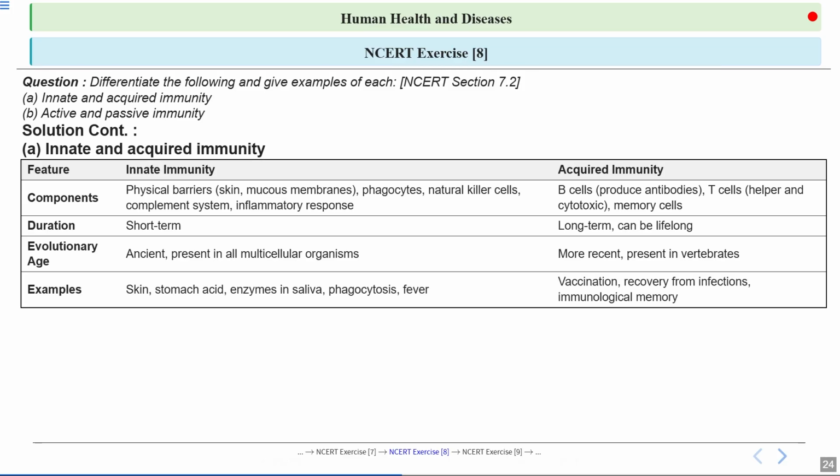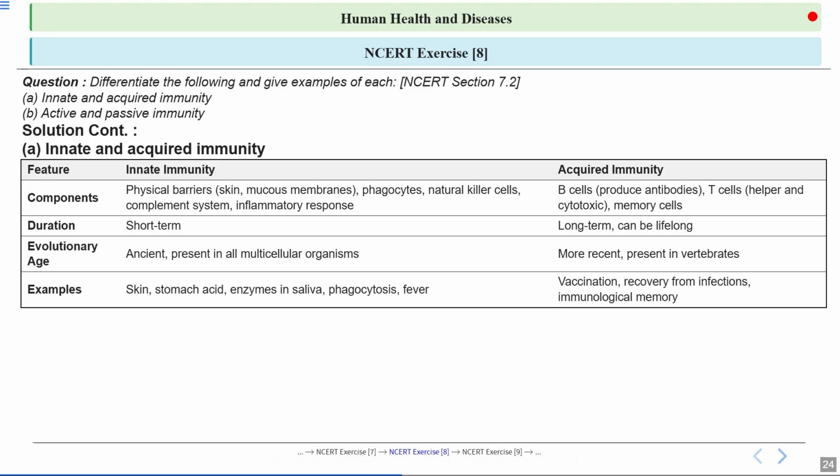Okay, let's have a look at some more differences. So innate immunity is the body's first line of defense, providing a general response against any pathogen. It relies on pre-existing mechanisms like physical barriers, phagocytes, and natural killer cells. Inflammatory response is also part of innate immunity, helping to recruit immune cells to the site of infection.